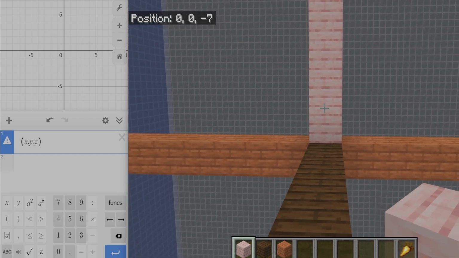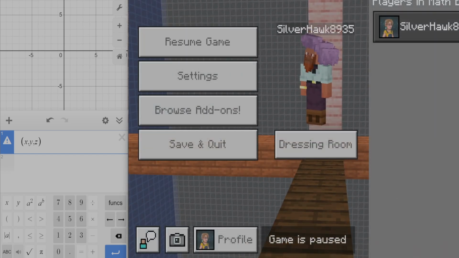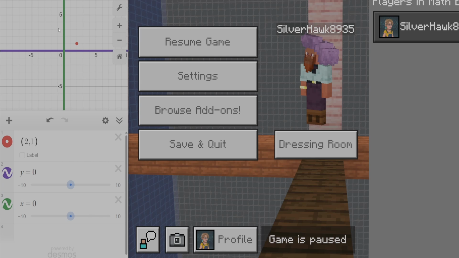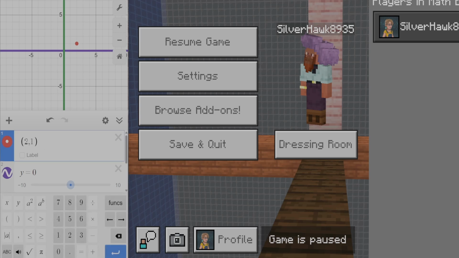Because we're only going to deal with x, y, over here in our graphing calculator, if I did 2, 1, this is the x direction, this horizontal one here. This thick purple line is the x-axis, and this thick vertical line is the y-axis. So this means that we go over 2 on the x-axis. The first number is the x, the second number is the y. So 2 over, and then up 1. Okay?